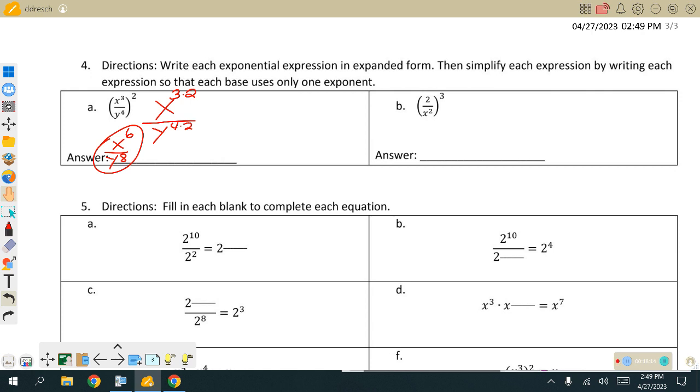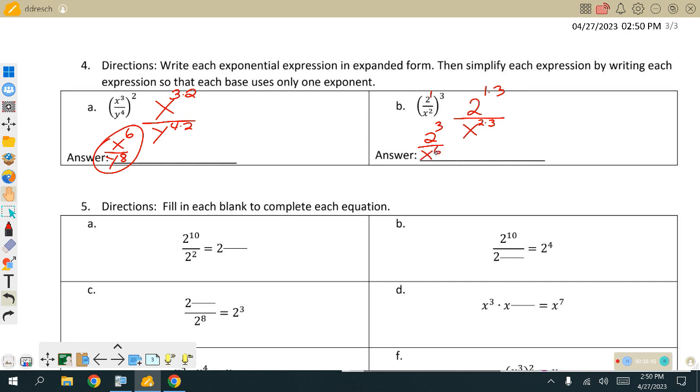Letter B. That 2, I don't see a power, so I put a 1 there. 1 times 3. And on the bottom, the denominator, I keep multiplying powers together. Because of those parentheses, like the distributive property, I multiply those powers together. So 2 times 3. Now, multiply those powers: 1 times 3, 2 times 3.